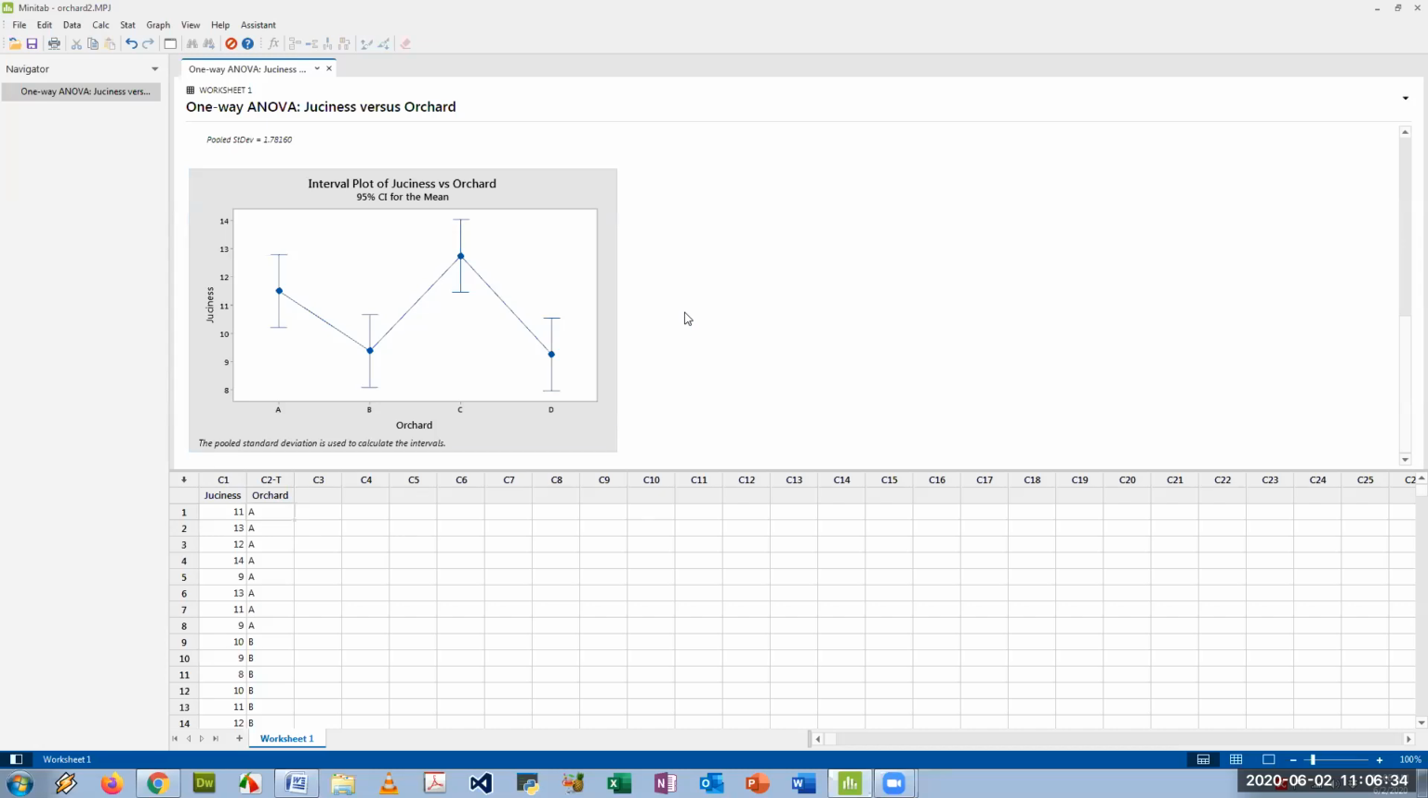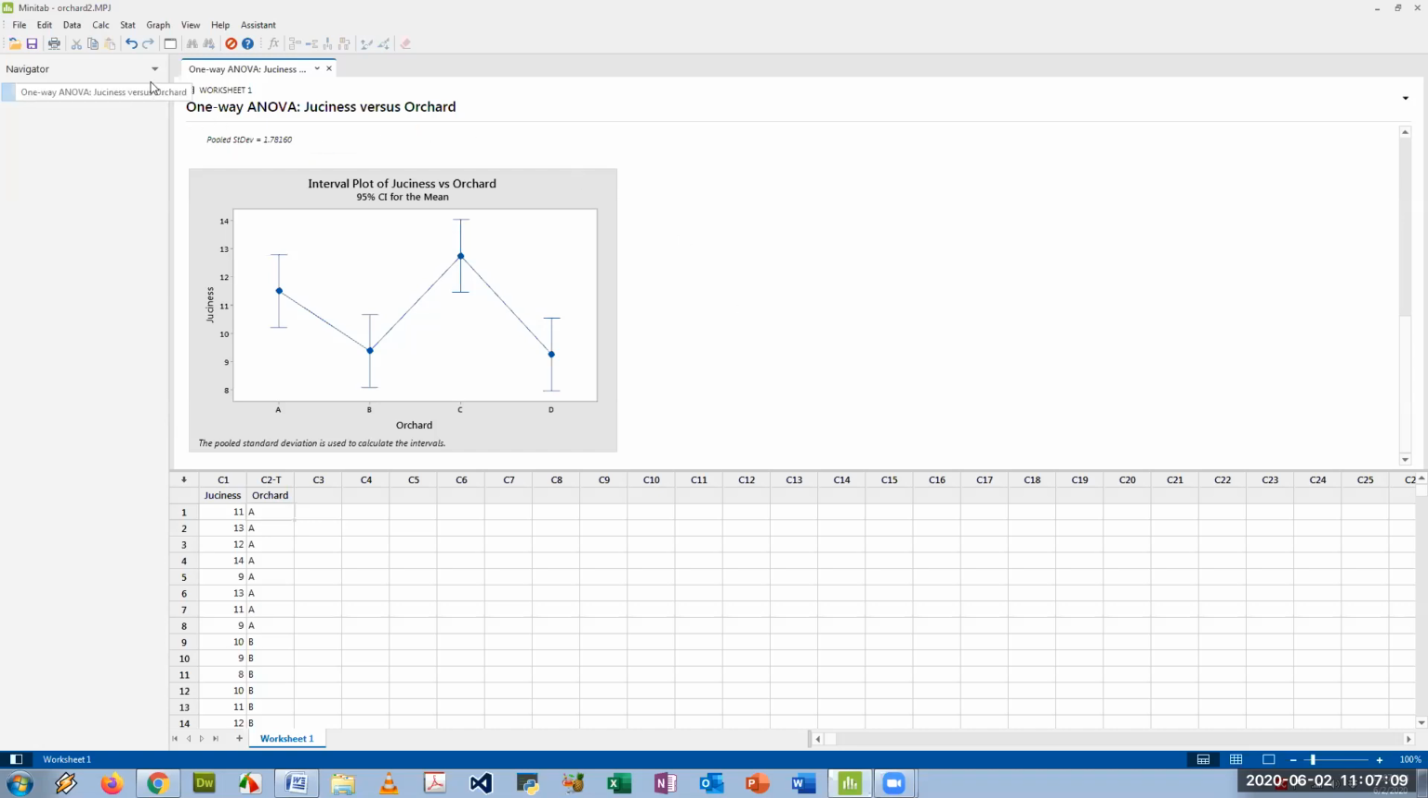So we want to say, okay, there is a difference, but which orchards are different? So we want to compare all the possible pairs. So I want to compare orchard A to orchard C, A to B, A to D, and so on. There's actually 6 pairwise comparisons that you can make from looking at these 4 groups. And in order to do this in an honest way, we run the Tukey test. The Tukey test does all multiple comparisons at an overall significance level of 5%.